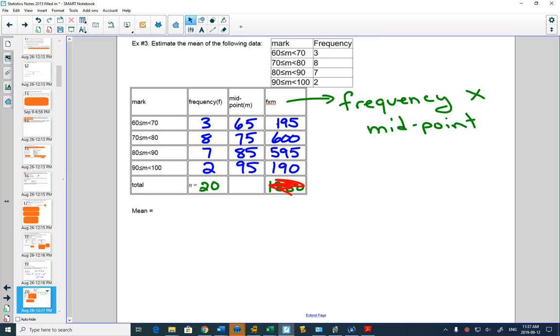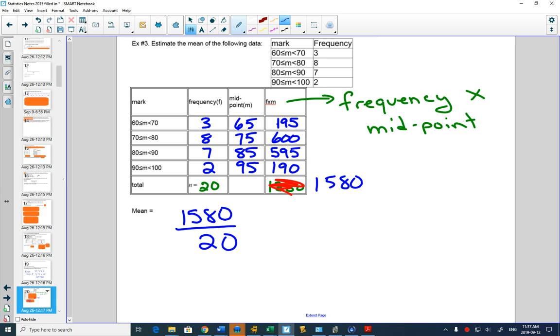What is the actual mean for this one? Has anyone finished calculating it? What did you say it added up to? 1580? And then 1580 divided by 20 is equal to 79? Yes. Now, we don't need to go to 3 sig figs here. Why? Because it's an exact number.